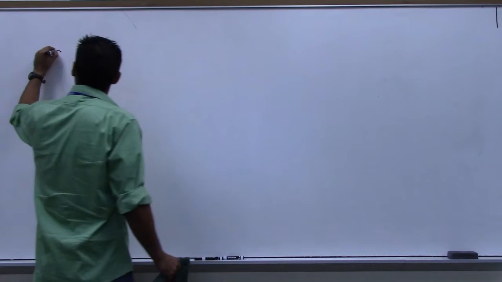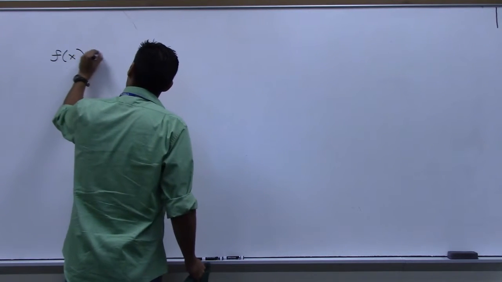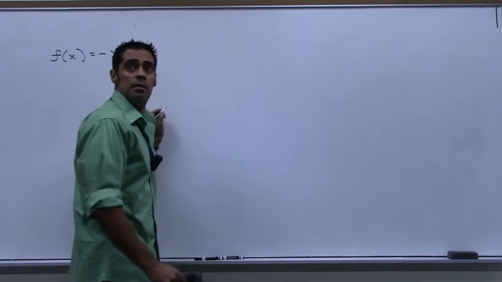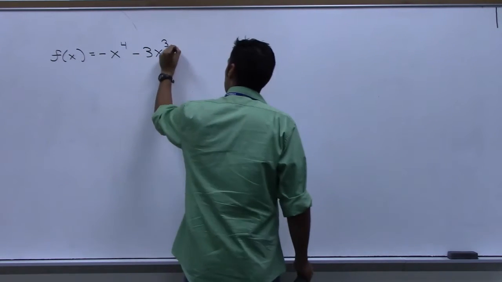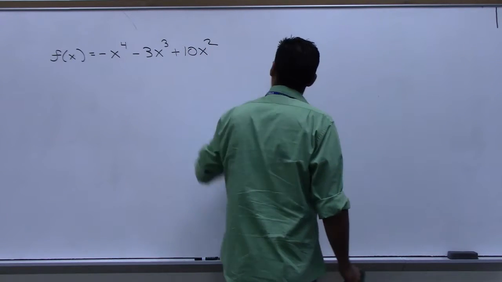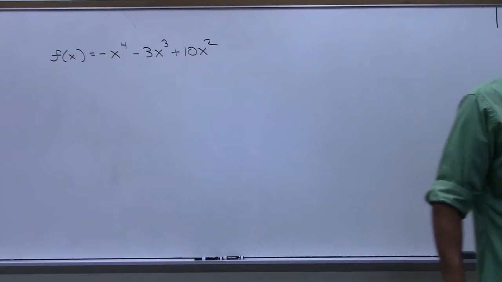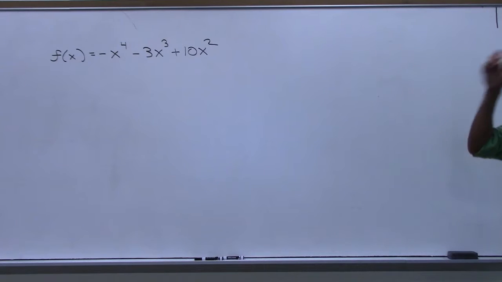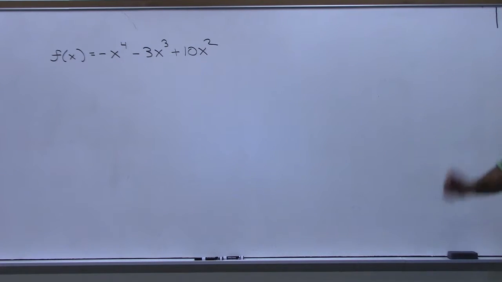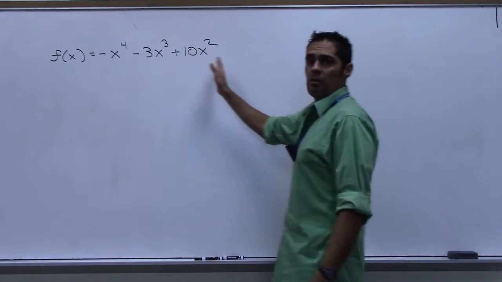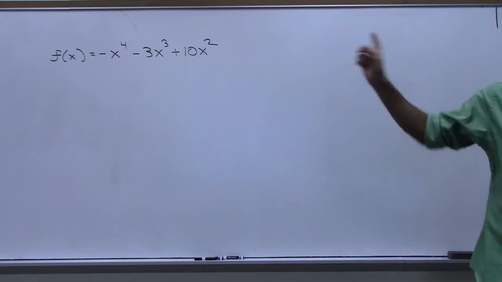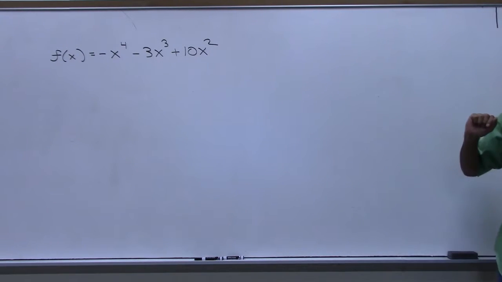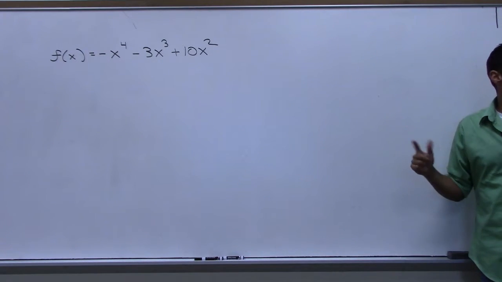f of x is negative x to the 4th minus 3x cubed plus 10x squared. And we're supposed to sketch this. So is this factored already? No, it's not factored, but we'll go through the procedure. Is it a polynomial function? Yes. So we're going to determine the left and right hand behavior first.